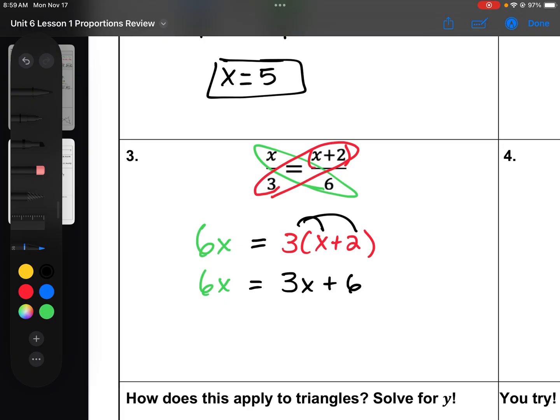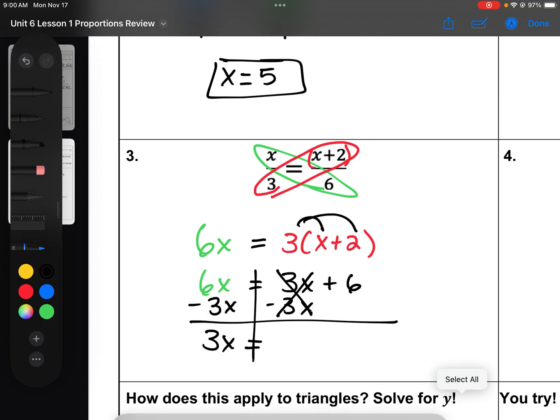Now we want to solve this and isolate our variable, which means get the variable to only one side of the equation. So I'm going to subtract the 3x over to the left side of the equation. Remember, what you do to one side of an equation, you must also do to another side. So 6x minus 3x gets us to 3x, and then we still have our 6 that's left on the right side. We're going to quickly here divide by 3, and now x is by itself.